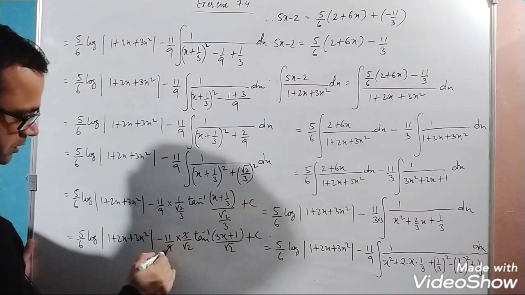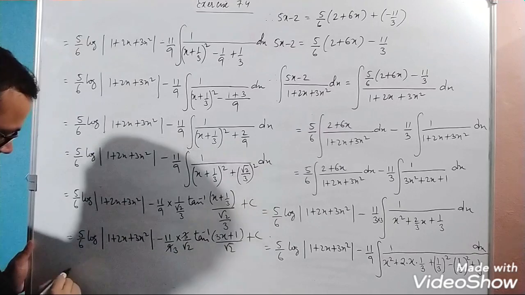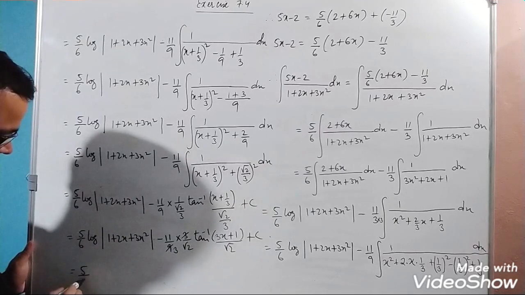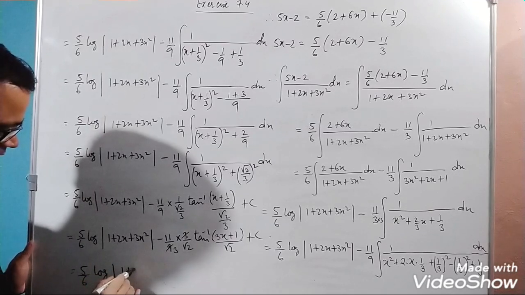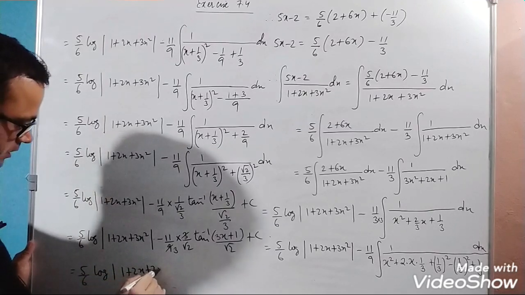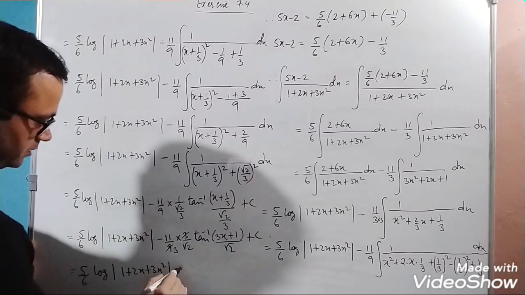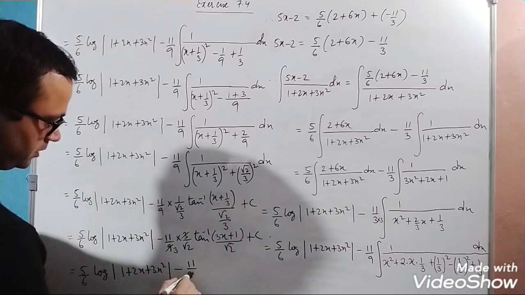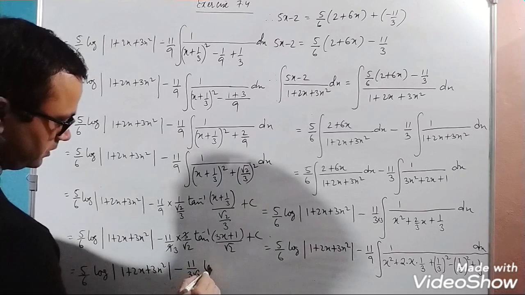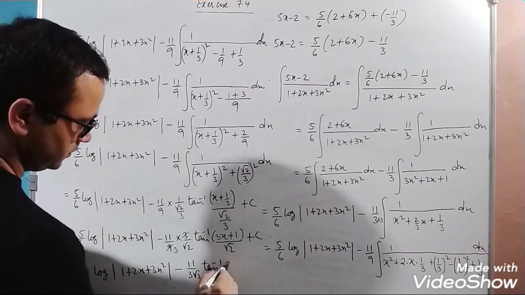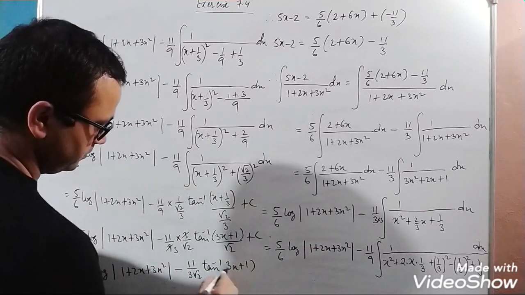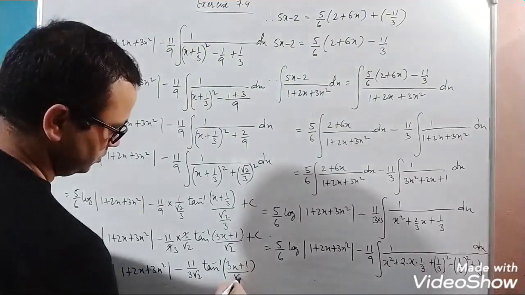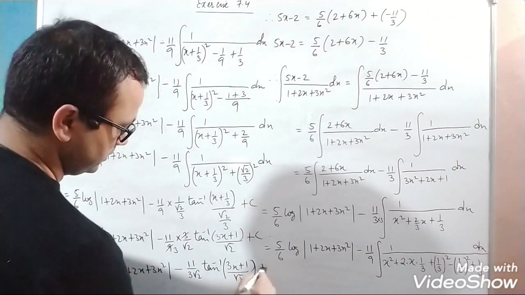Now 3 1 3, 3 3 9, this equals 5 by 6 log 1 plus 2x plus 3x square minus 11 by 3 root under 2 tan inverse 3x plus 1 by root 2 plus c.